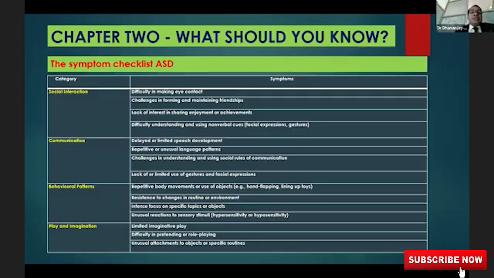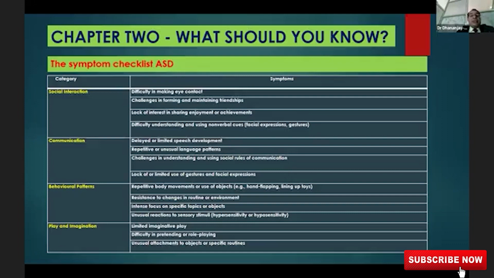Then this is the symptom checklist. What are the symptoms you could find out, and you should be aware of if your child is having autism. The child has difficulty making eye contact, challenges in forming relationships or friendships, lack of interest and enjoyment, and is not able to share achievements. Difficulty understanding and using non-verbal cues: the child could not understand facial expressions or gestures.